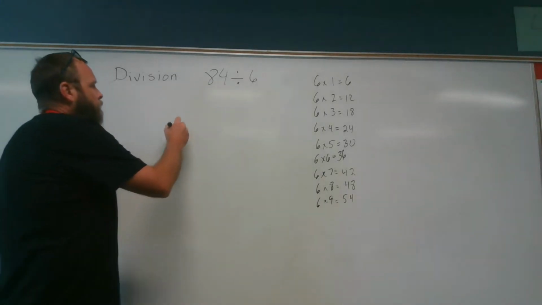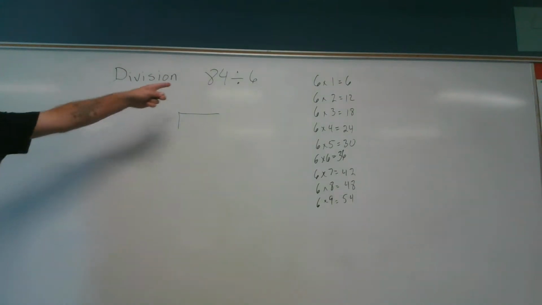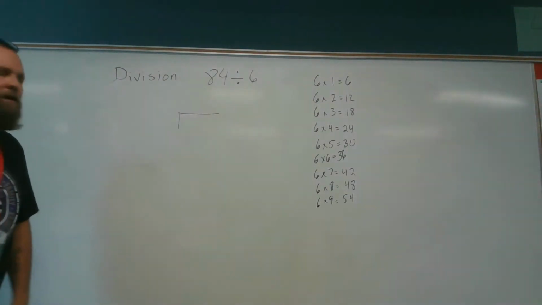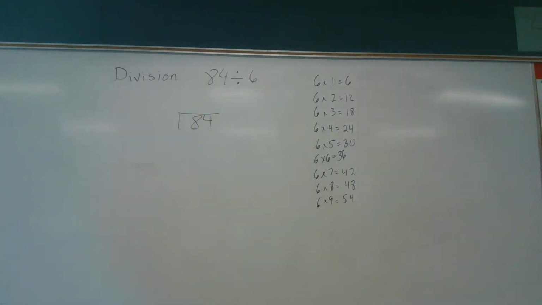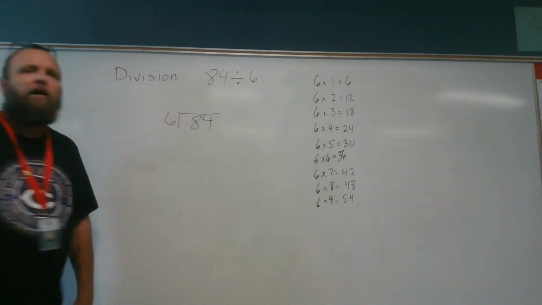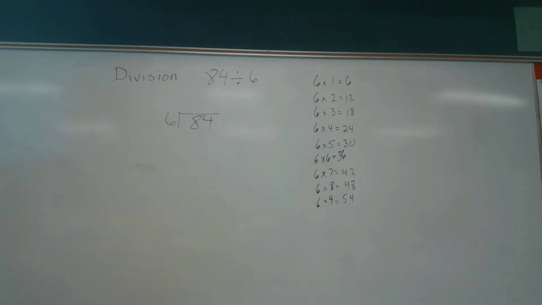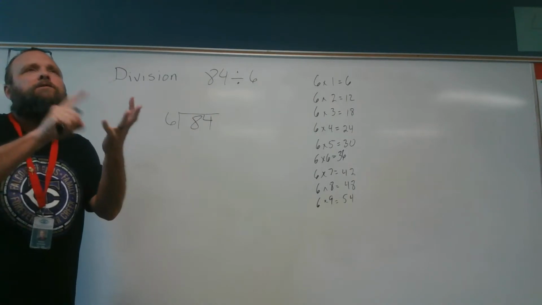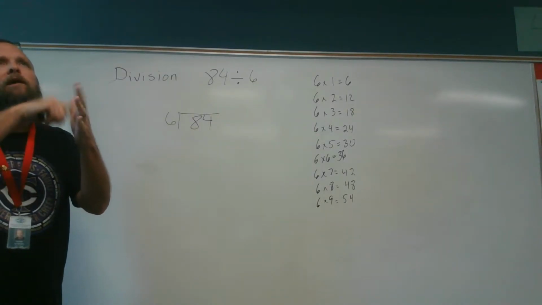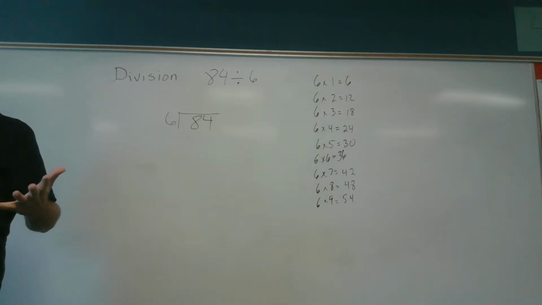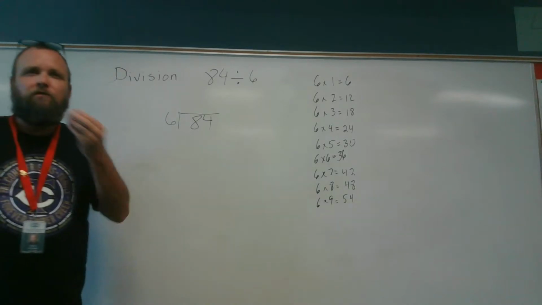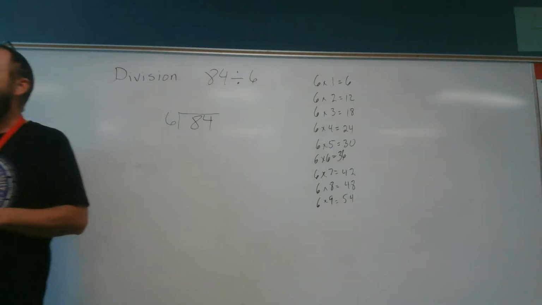So now I have to go and write this correctly. 84 divided by 6. The number you say first is your dividend, the number that goes on the inside. Our divisor is 6. I am only putting one number in my quotient at a time. I don't want to see anybody going, well, 6 goes into 84, 6, and then just keep trying to count up to 84 by 6s, because that will make me want to be annoyed.